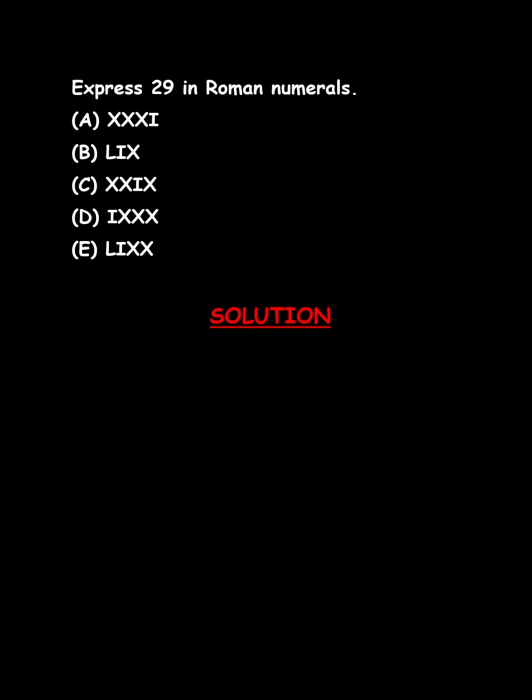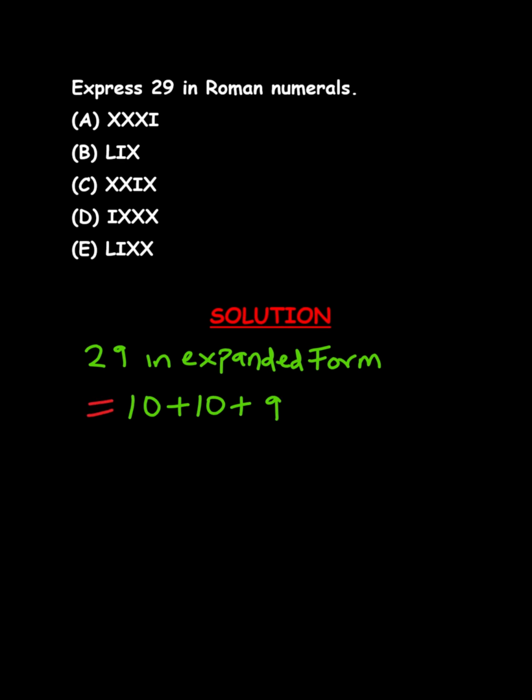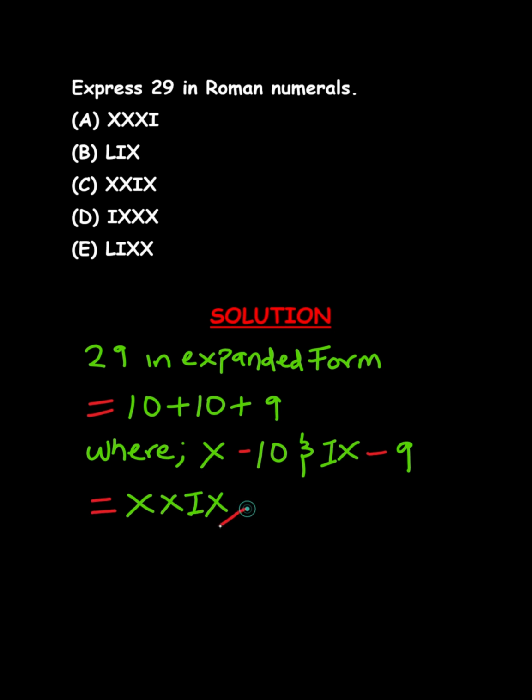Solution. Let's express 29 in expanded form. Equals 10 plus 10 plus 9. Where Roman numeral X means 10, and Roman numeral IX means 9. Then, to express 29 in Roman numerals equals XXIX. The correct answer is C.